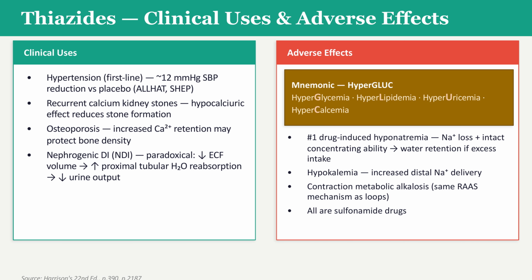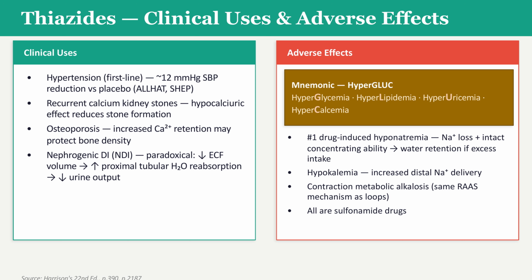With the calcium mechanism fresh in your mind, the clinical uses of thiazides practically fall out. Hypertension, first line, as we said. Recurring calcium kidney stones. The hypocalciuric effect keeps calcium out of the urine where it can't form stones. Osteoporosis, increased calcium retention may slow bone loss. And nephrogenic diabetes insipidus. This seems paradoxical until you understand it. Thiazides cause mild volume depletion, which increases proximal tubular reabsorption of everything, leaving less water to reach the collecting duct.